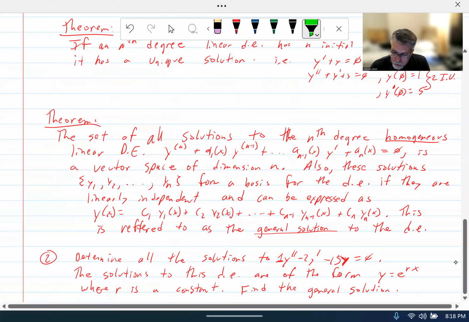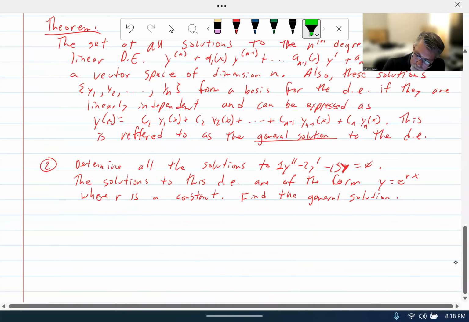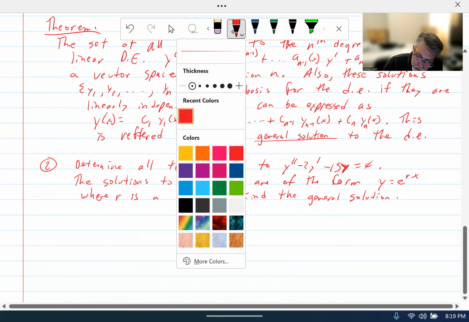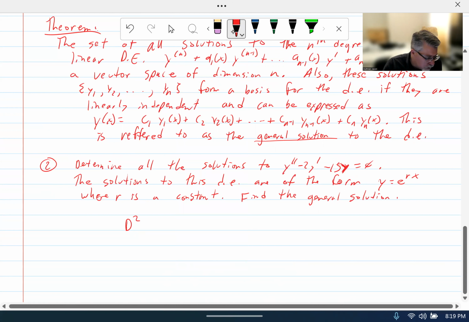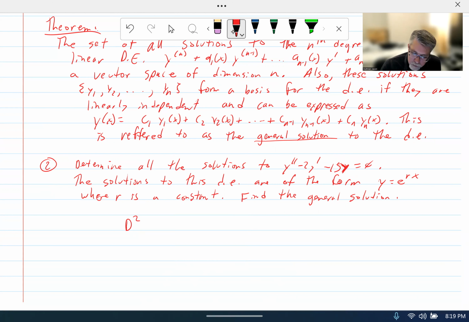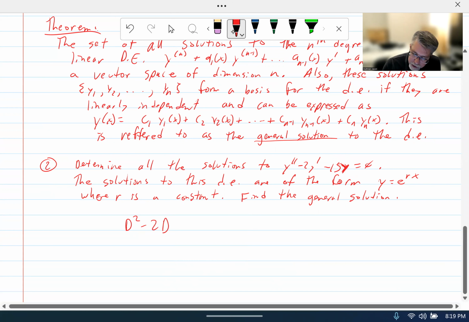So let's look at this guy. I've got y prime with 1 in front, which is what I want. I want the 1 in front. And that y double prime, that's the second derivative. I'm going to replace that with D squared. So that becomes D squared, and then minus 2D minus 15 is equal to 0.